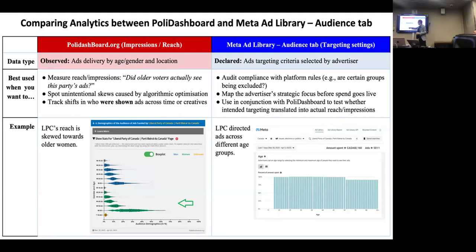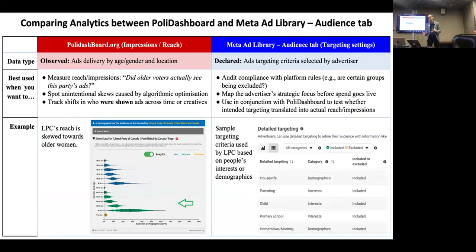But here, the same chart represents both age and gender. What you do get from Meta may also be useful, and that's why we think we should use two tools at the same time. You can get detailed targeting, if the advertiser used some specific interest that either you as a Facebook or Instagram user entered, or based on your clicks. The advertiser may say, like in this case, the Liberals said, well, we want to target some ads and show them to housewives.